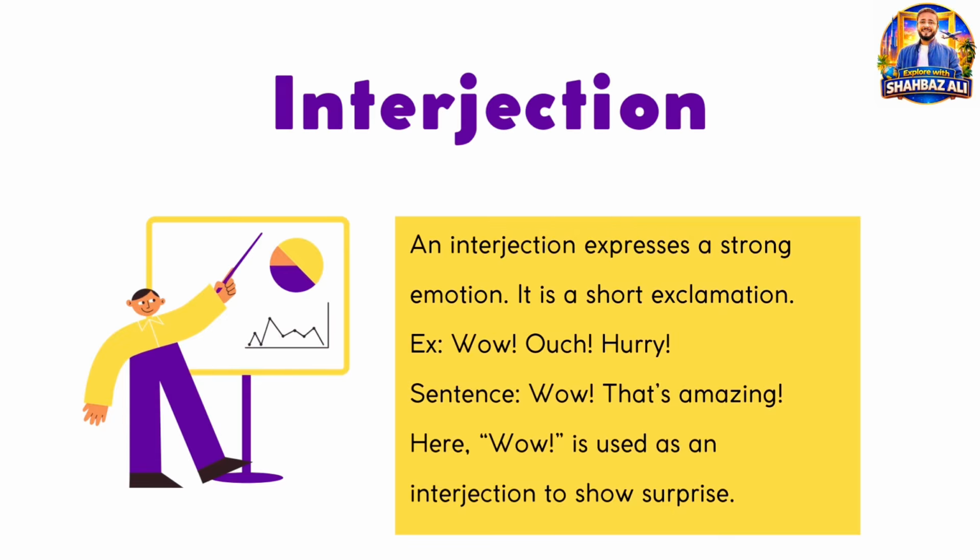Interjection. An interjection expresses a strong emotion. It is a short exclamation. For example, wow, ouch, hurry. Sentence, wow, that's amazing. Here, wow is used as an interjection to show surprise.